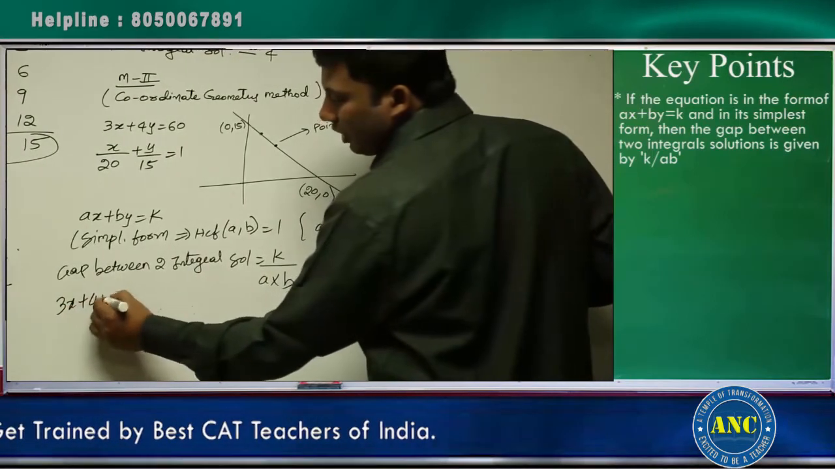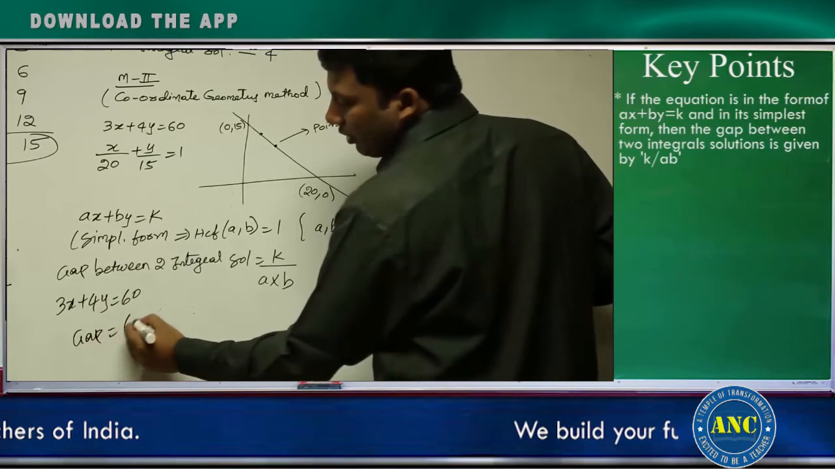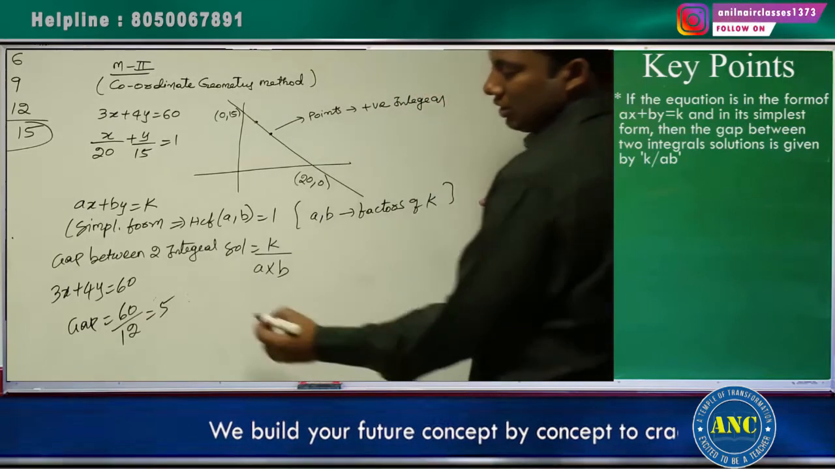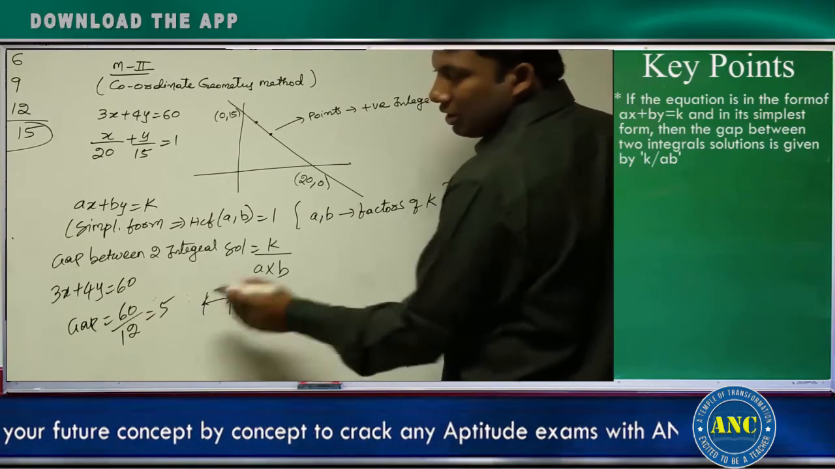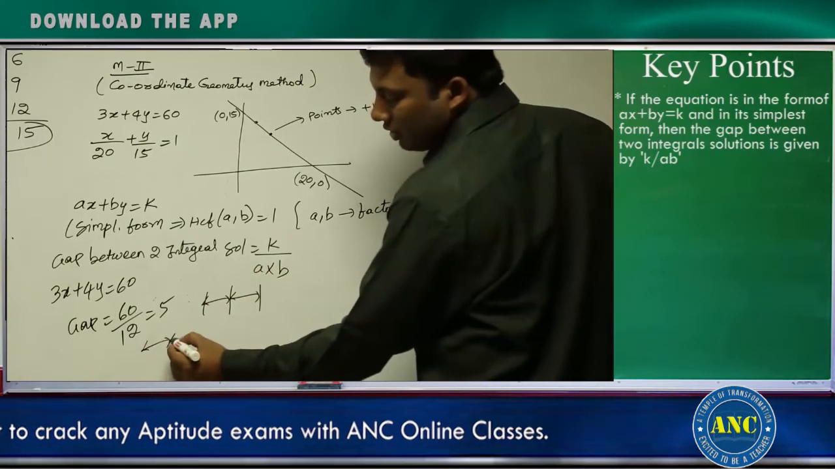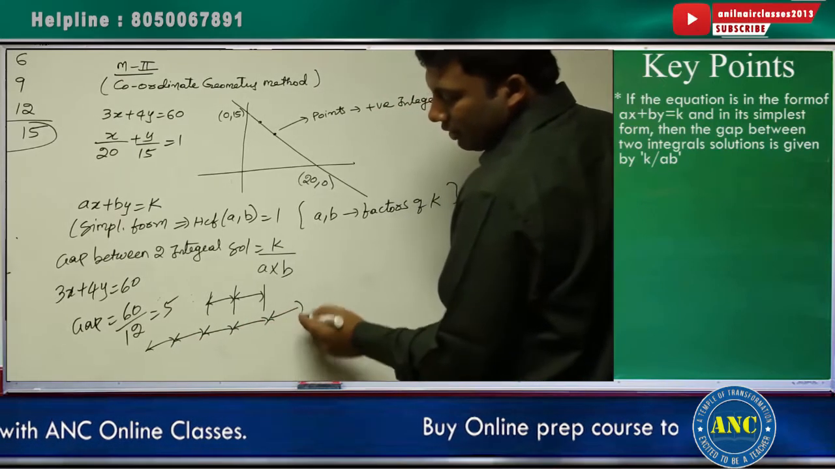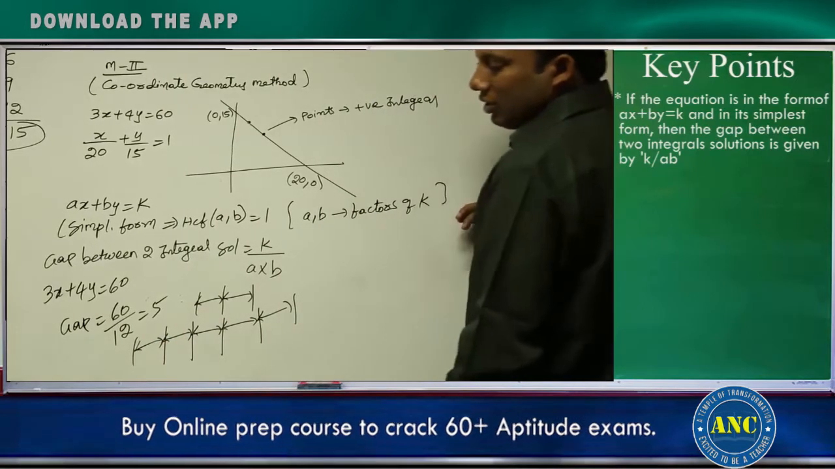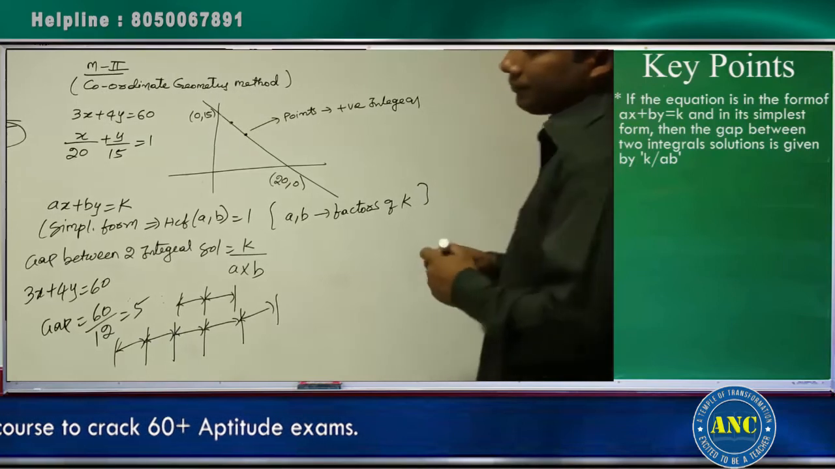What is the gap between two integral solutions? 3x plus 4y equivalent to 60. The gap is nothing but 60 by 12. 60 by 12 is how much? 5. Suppose if there are two gaps, how many solutions are there? 3. If there are 5 gaps, how many solutions? 5 gaps means 1, 2, 3, 4, 5, 6 solutions. So, how many gaps are there? 5.